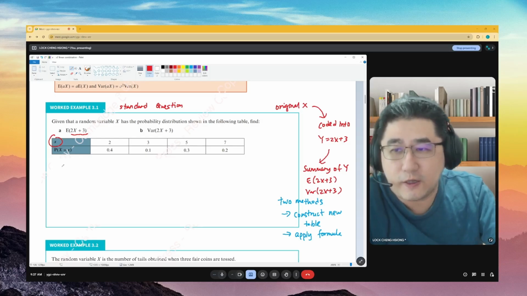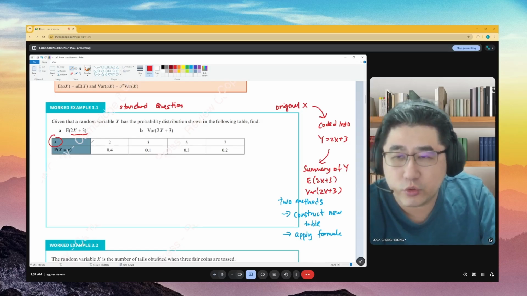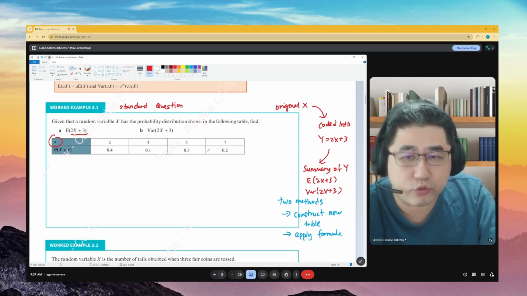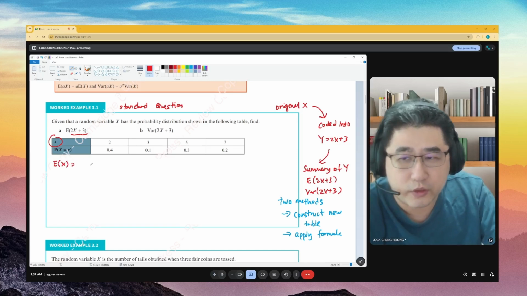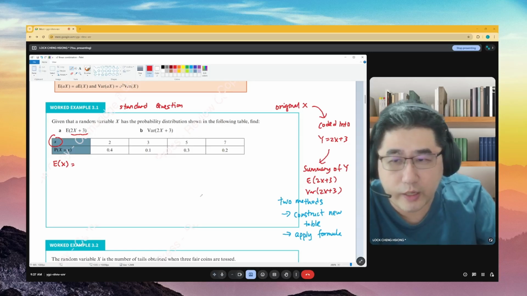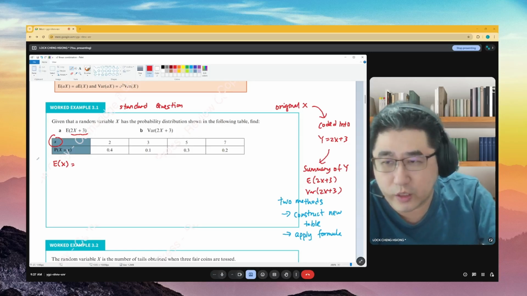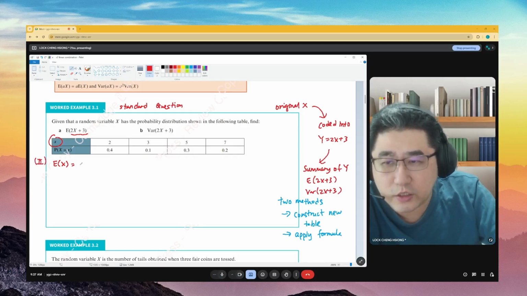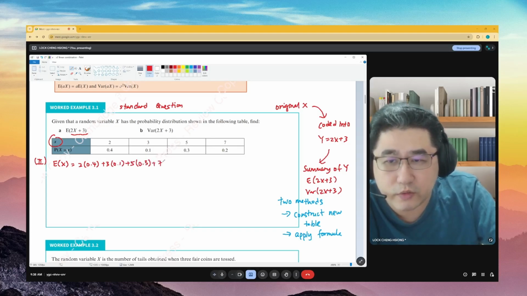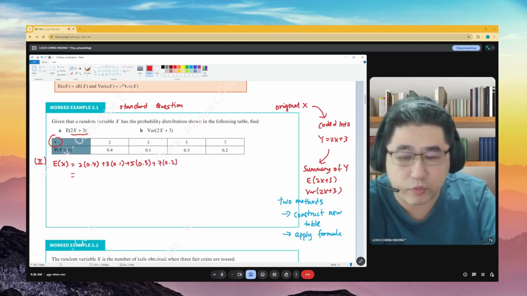First I have a distribution x with values 2, 3, 5, 7 with P(x) equal to 0.4, 0.1, 0.3, 0.2. First I would like to calculate the expected value of x. Right now I'm doing the apply formula method, method 2. So I calculate E(x) first. That gives me 2 times 0.4 plus 3 times 0.1 plus 5 times 0.3 plus 7 times 0.2. Let's see what we get.